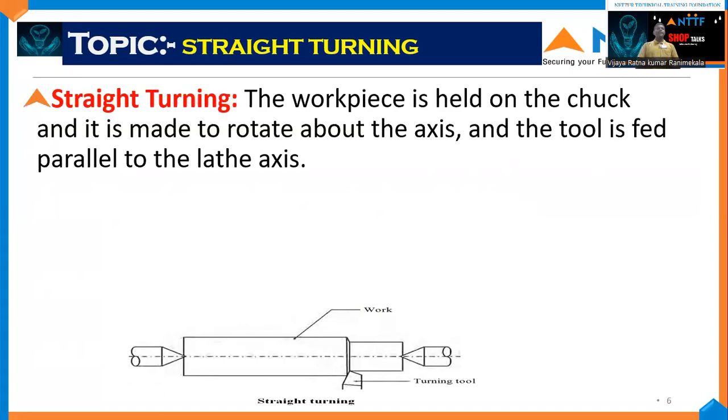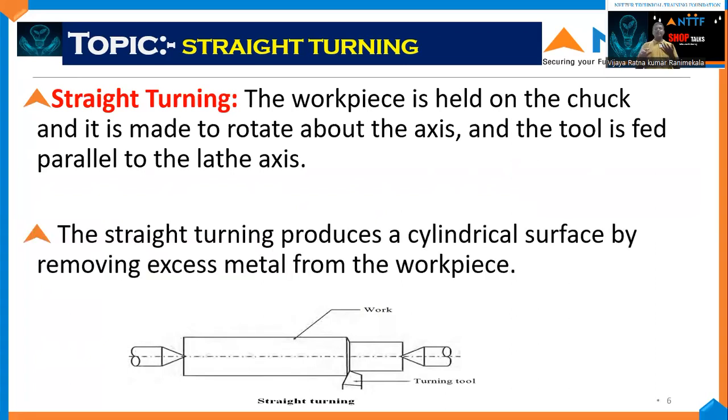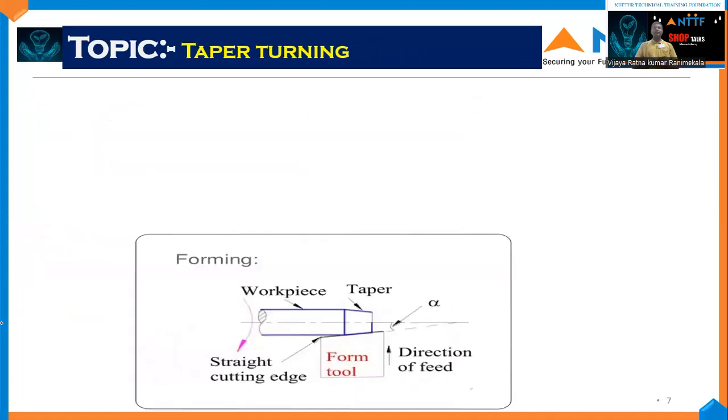Straight turning. The workpiece is held in the chuck and made to rotate about the axis, and the tool is fed parallel to the lathe axis. Here, two centers are there, that is dead center and live center. Workpiece, cutting tool. This is the straight turning operation. Straight turning produces a cylindrical surface by removing excess material from the workpiece.